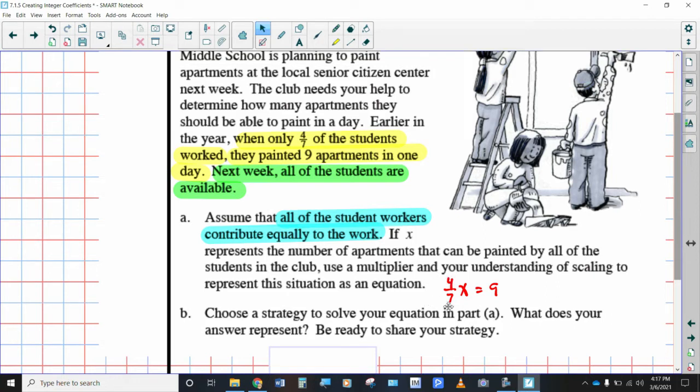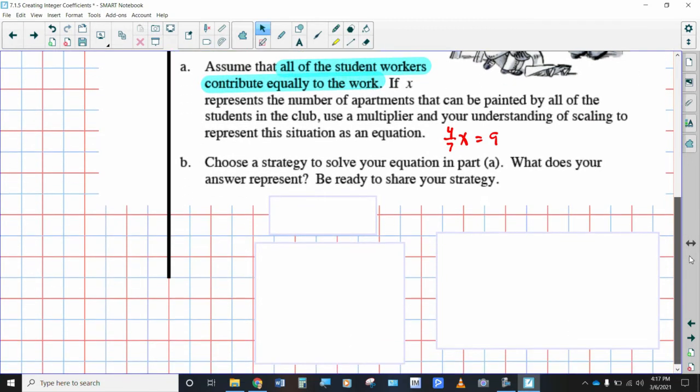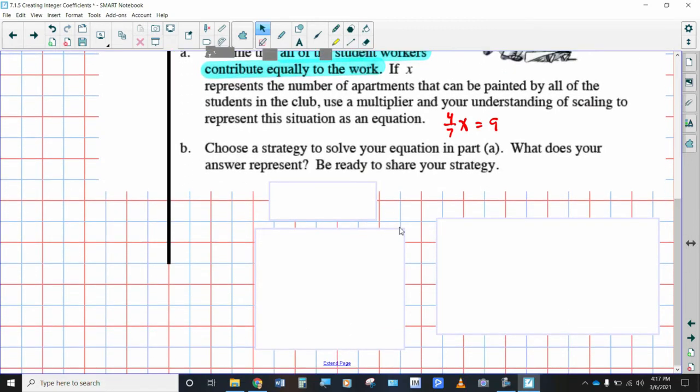So that was 4/7 of all the workforce times X equaled 9. So to choose a strategy to solve this equation, what does your answer represent? All right, so what I want you to do is see if you can figure out what X is. Go ahead and copy that down and use one of the strategies we talked about in the previous lesson to solve for X. See what you get for your answer, and I'll do the reveal in a second. So go ahead and pause and unpause when you're ready for the reveal.